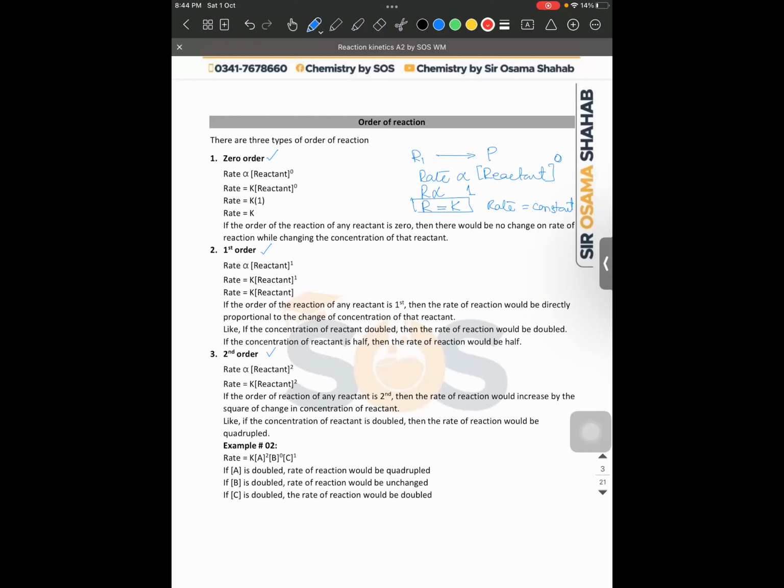Rate अपने हिसाब से चलता रहेगा, किसी दूसरे रिएक्टेंट के हिसाब से चलता रहेगा, कैटलिस्ट के हिसाब से चलता रहेगा, इंटरमीडिएट के हिसाब से चलता रहेगा, बट इसके चेंज करने से रेट को कोई फर्क नहीं पड़ेगा. इज दैट क्लियर बच्चों?